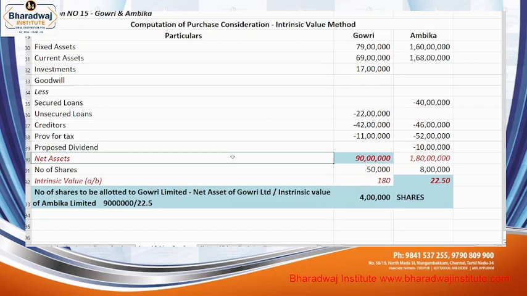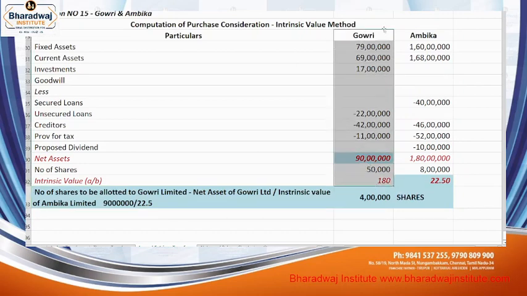Is it merger or purchase? So, in the books of Ambika Limited, let us start. In the books of Ambika Limited, let us pass the journal entry. Gauri is a selling company.